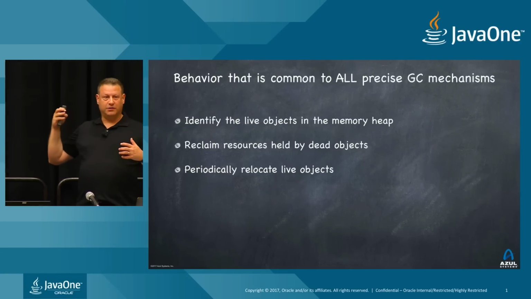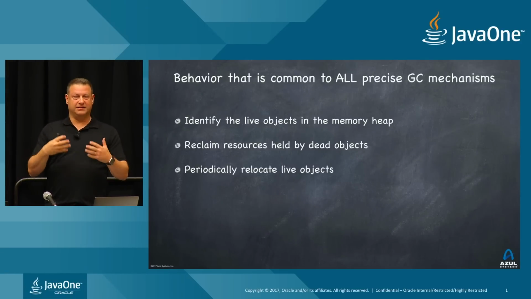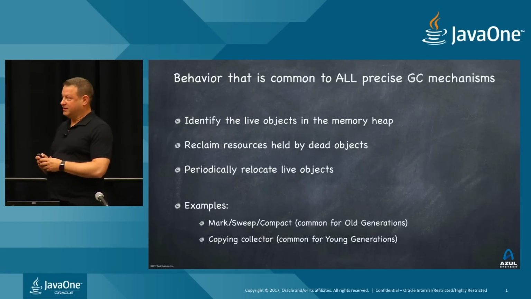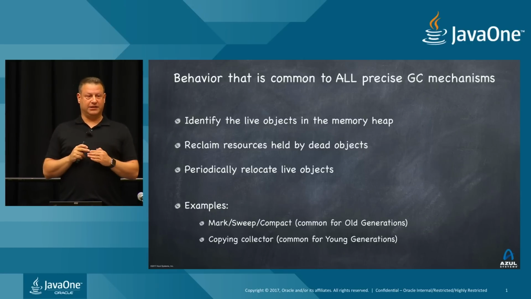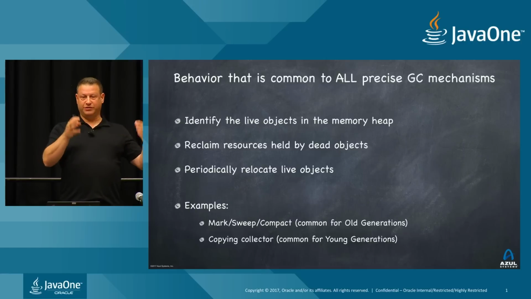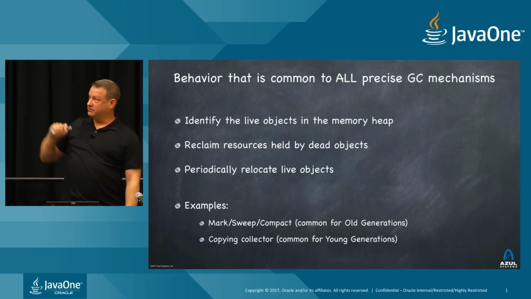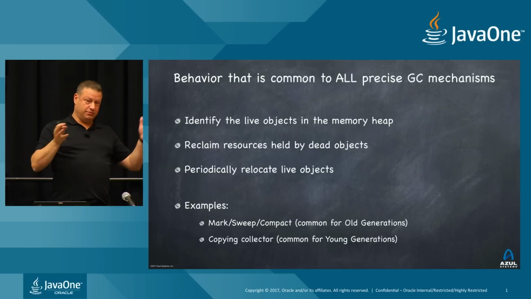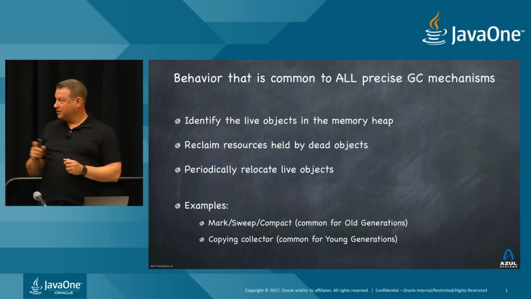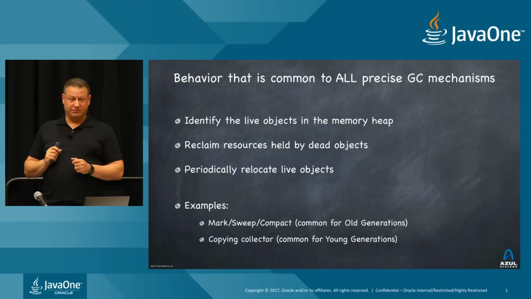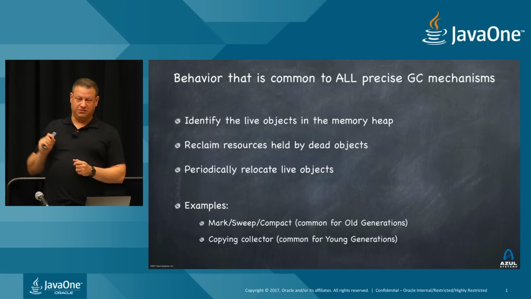But let's look at concrete examples in classic simple algorithms that do these steps. The first one is a mark, sweep, compact collector. Marking is where you find all the live objects, that's step 1. Sweeping is where you identify all the dead stuff and somehow deal with recycling it, that's step 2. And then compact is step 3. 1, 2, 3.